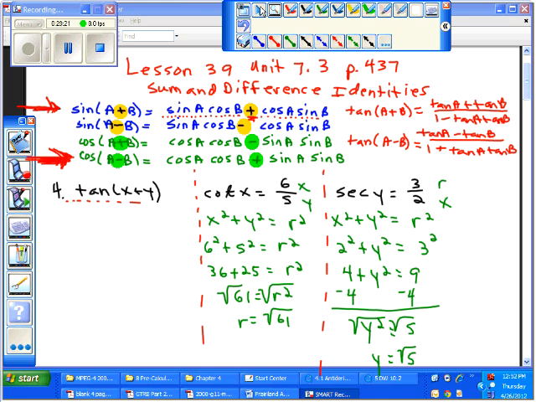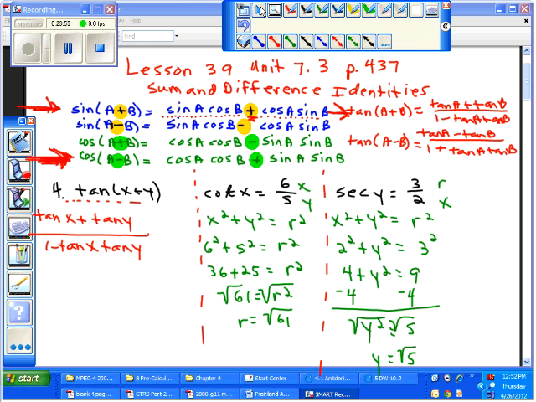Now, tangent of x plus y, we're going to expand using our a plus b formula. And so what we're going to have is tangent x plus tangent y over 1 minus tangent x times tangent y. So we had the tangent of a sum, and so we look up our tangent of a sum expansion, and then we're going to plug into that.